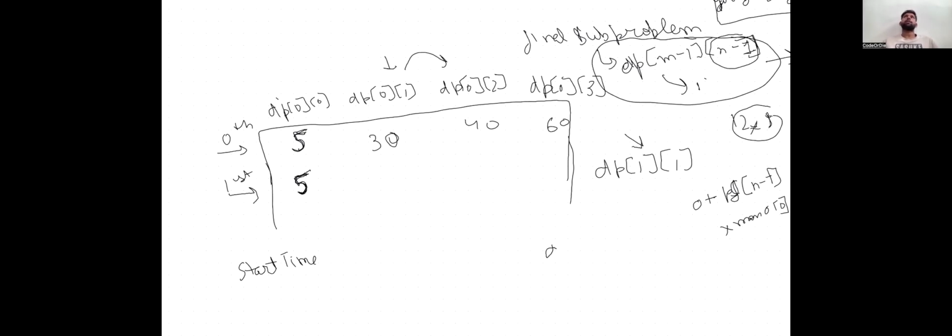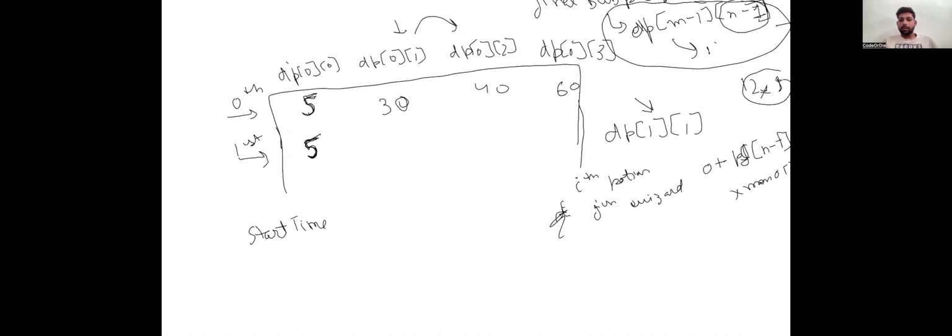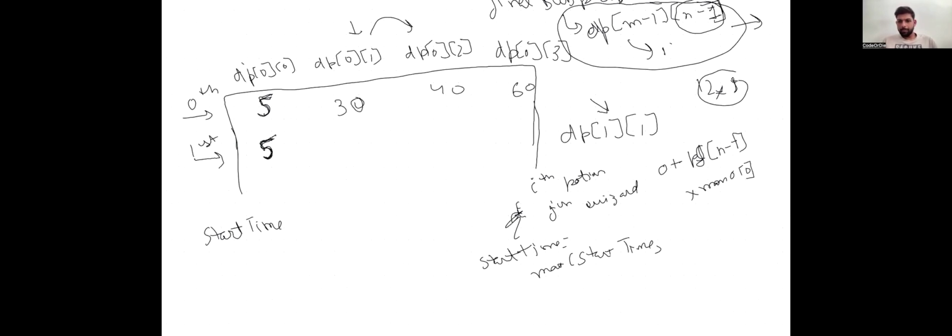So tell me one thing. This guy ended at 30. Okay. So if you are processing the ith portion and you are at jth wizard, how can you calculate the start time? My start time will be, just think about it, max of start time, comma, dp of I minus 1 j, which means the end time of this jth wizard is dp of I minus 1 j.